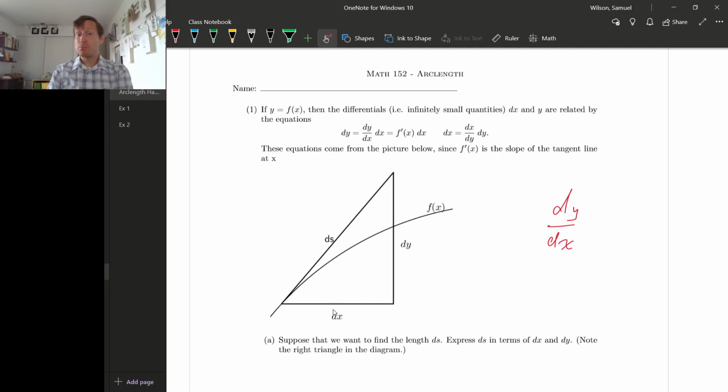So at this point, go ahead and pause this video and see if you can use this diagram to come up with some way of writing ds in terms of dx and dy.